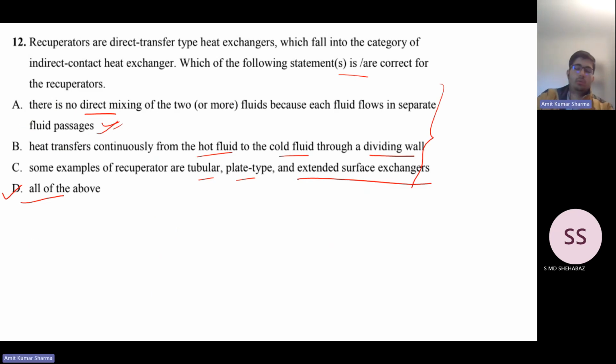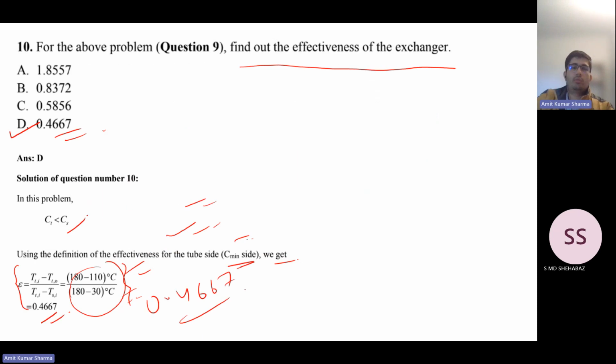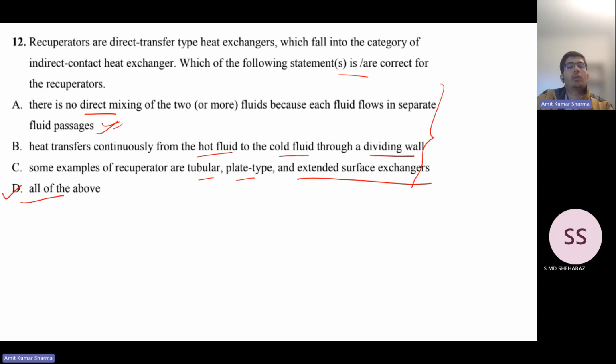Now, so you can see from one question we can calculate up to 4 to 5 answers. Okay. So now this again theoretical question about the recuperators. The answer is all of the above because we are using direct transfer. There is no direct mixing. The heat transfers continuously from the hot fluid to the cold fluid. And some examples of recuperators are tubular, plate type, and extended surface exchanger.